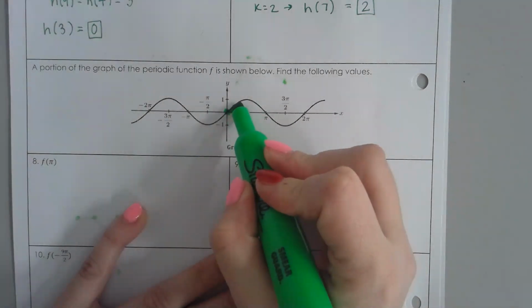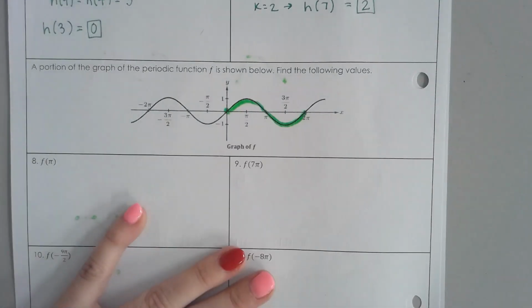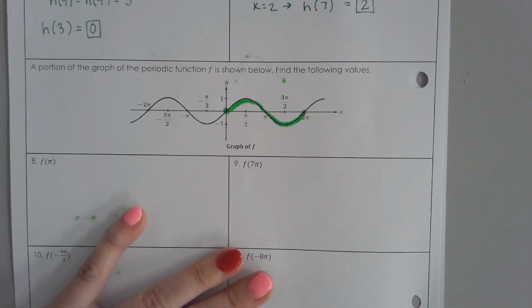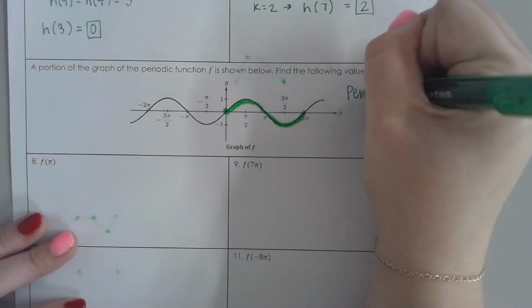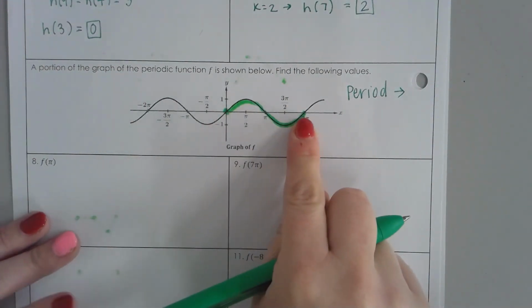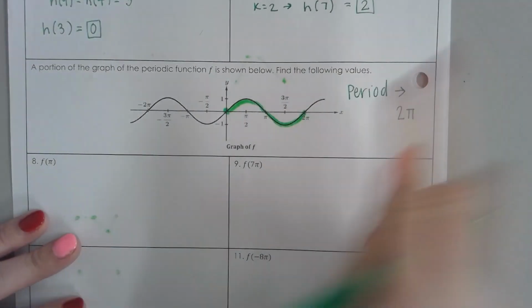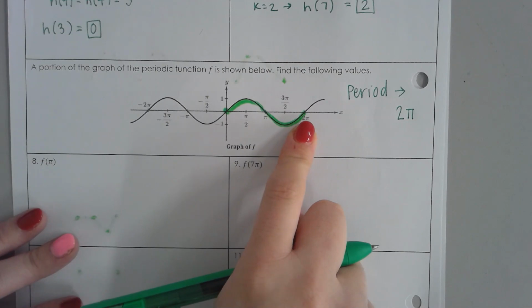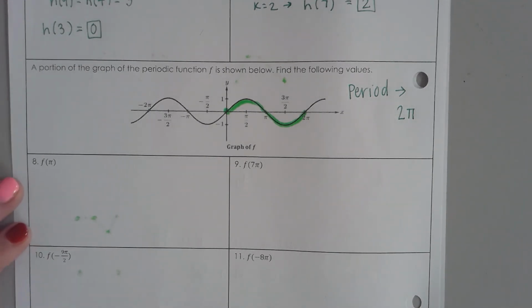So I'll go up and then down. And then what's going to happen here? It's going to start repeating. I'm going back up. So the period of this one starts at 0 and goes to 2 pi. So what's my period? 2 pi. So at every 2 pi, it repeats again.